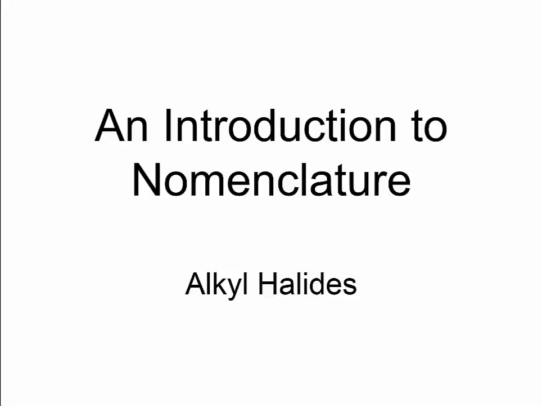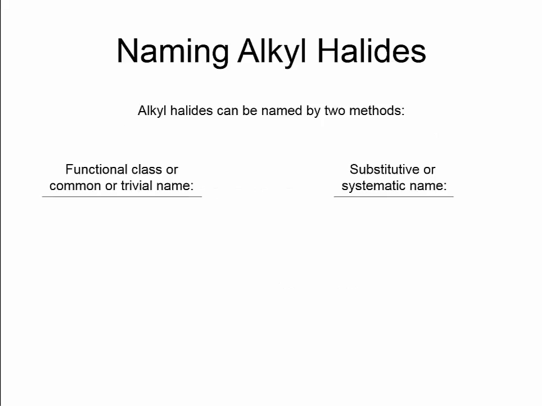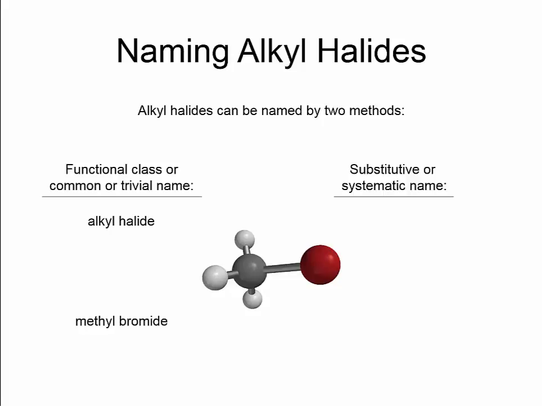Today I would like to introduce you to the nomenclature of alkyl halides. When naming alkyl halides, the simple halides can be named by one of two methods. They can either be named as their functional group is named, or they can be named as a substituted alkane. For the functional class name, it's named as an alkyl halide, so the molecule in the middle of the screen would be named as methyl bromide. For the substituted name, it's named as a haloalkane, so the molecule on the screen would be named bromomethane.